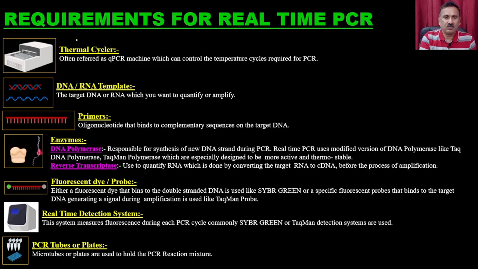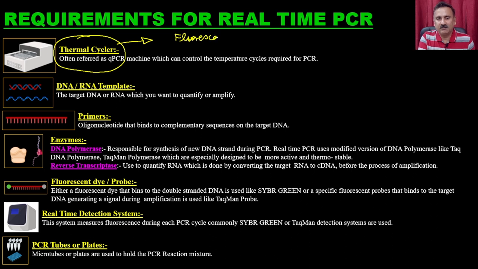Now, if you want to perform real-time PCR, you require a set of reagents, you require a set of machines, and so on. So let us see what are the things you require. You require a thermal cycler, right? And this thermal cycler is different from the thermal cycler we were using for traditional PCR, because this thermal cycler should have a detection system so that it is able to detect the fluorescence, right?